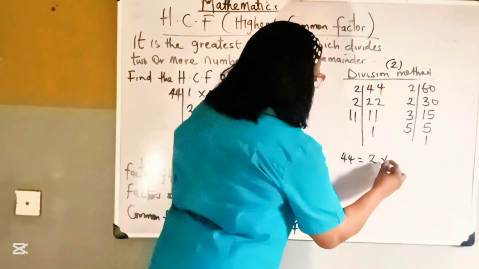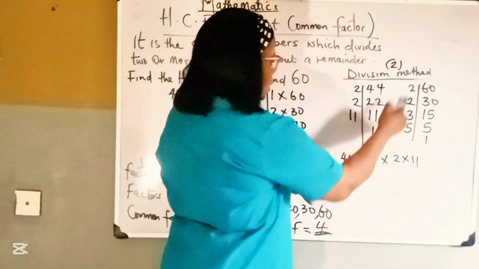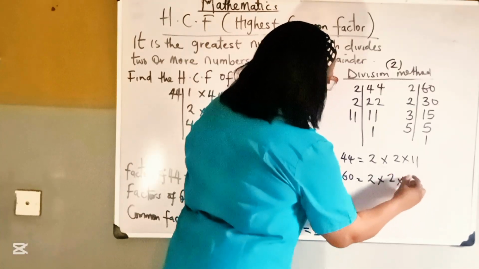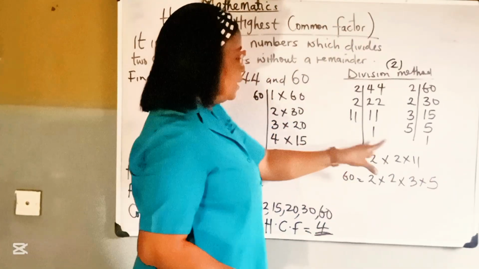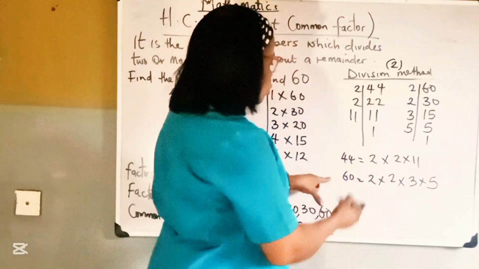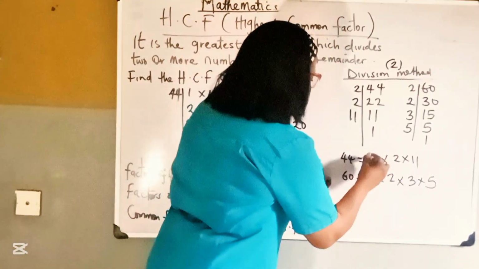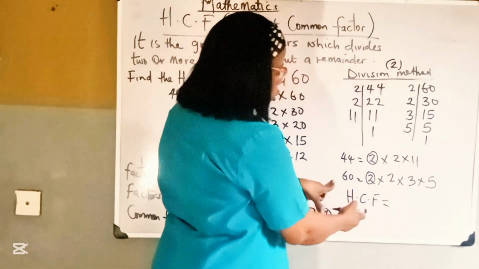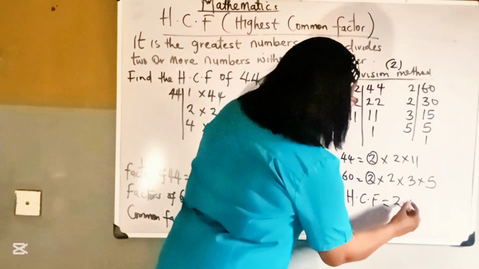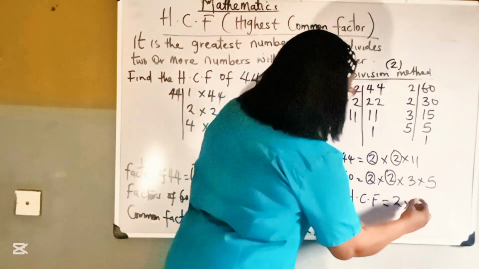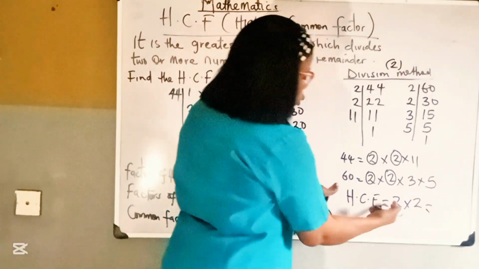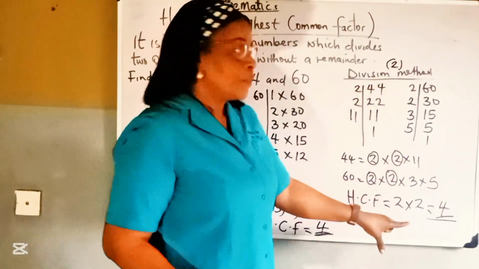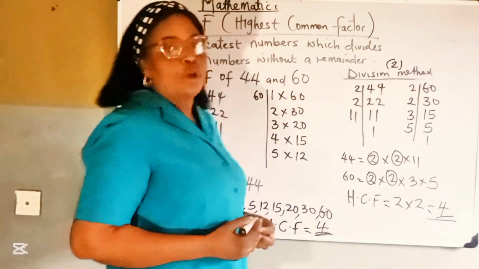So let us list these numbers we have here. 44, we have 2 times 2 times 11. Then 60, we have 2 times 2 times 3 times 5. These are the numbers we have. So what are their common factors? We have 2 here, we have 2 here. So the HCF, the highest common factor, we have 2 times 2. So the highest common factor is equal to 2 times 2, which will give you what? 4.